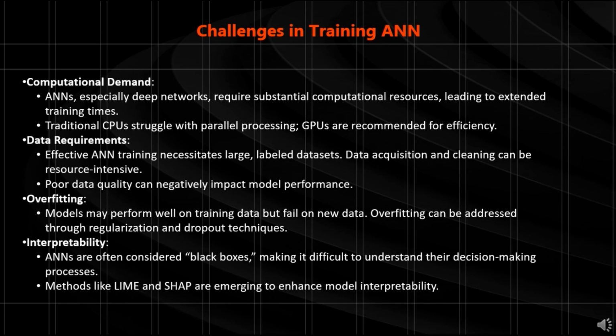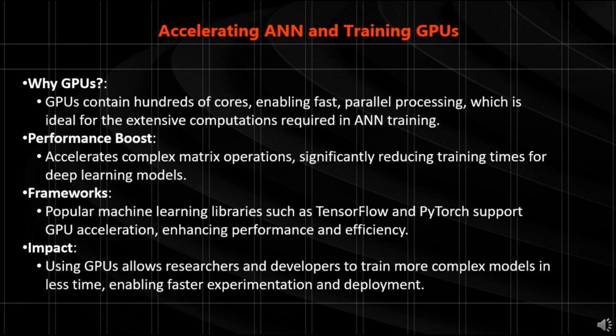Overfitting. ANNs may perform well on training data, but poorly on new data. Regularization techniques like dropout and L2 regularization can help mitigate overfitting. Interpretability. ANNs are often considered black boxes, making it difficult to understand decision-making processes. Methods like LIME and SHAP can help enhance interpretability, providing insight into the model's predictions.